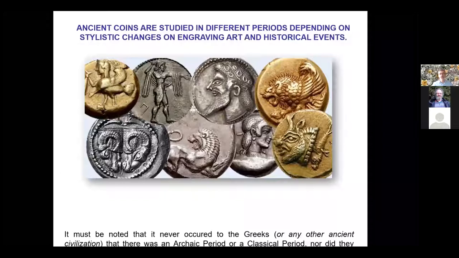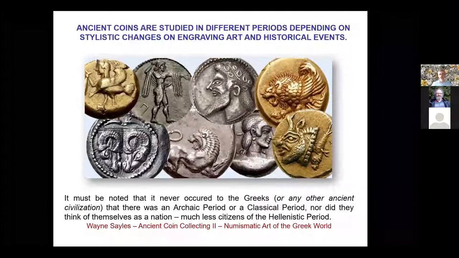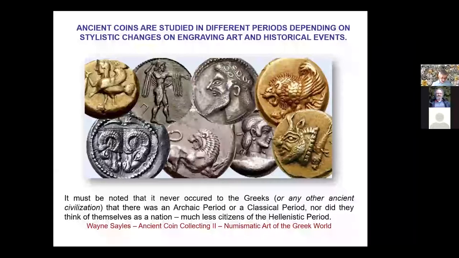I want to quote here my friend and colleague Wayne Sayles from his Ancient Coin Collecting book number 2. He says, it must be noted that it never occurred to the Greeks or any other ancient civilization that there was an archaic period or a classical period, nor did they think of themselves as a nation, much less citizens of the Hellenic period, Hellenistic period. So we have to keep that in mind when we study ancient history.